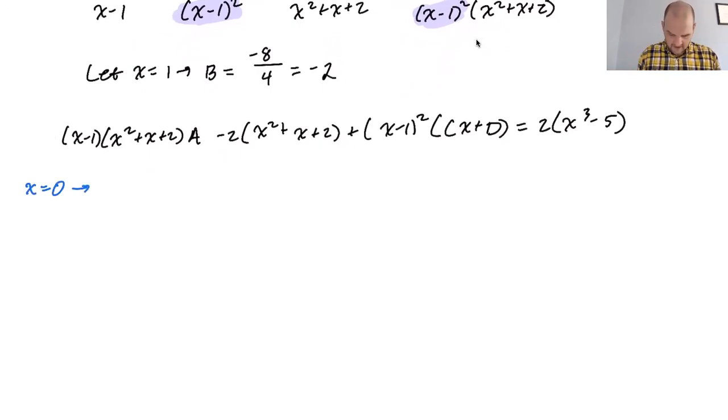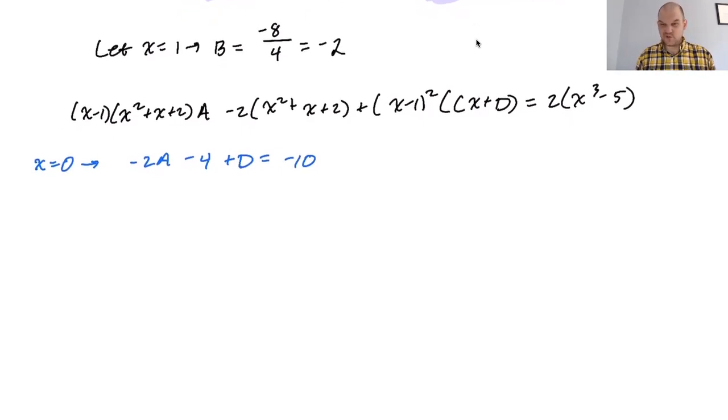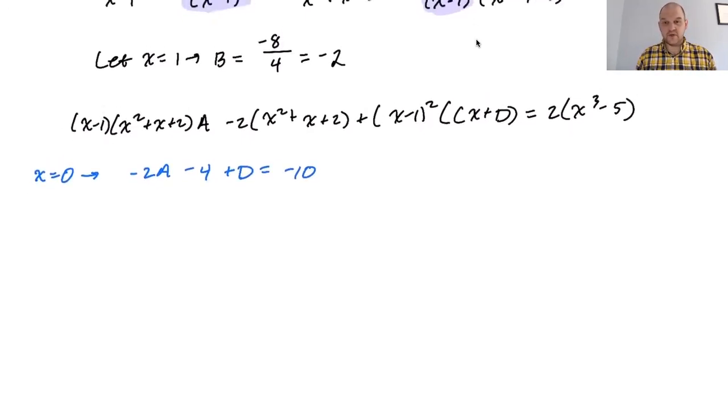So we get negative 2a is all that's left there, minus 4 is all that's left there, and then plus d equals negative 10. All right, not bad. So that's one equation, and we only have a, c, and d that we need to solve for. So that's one equation, two unknowns.